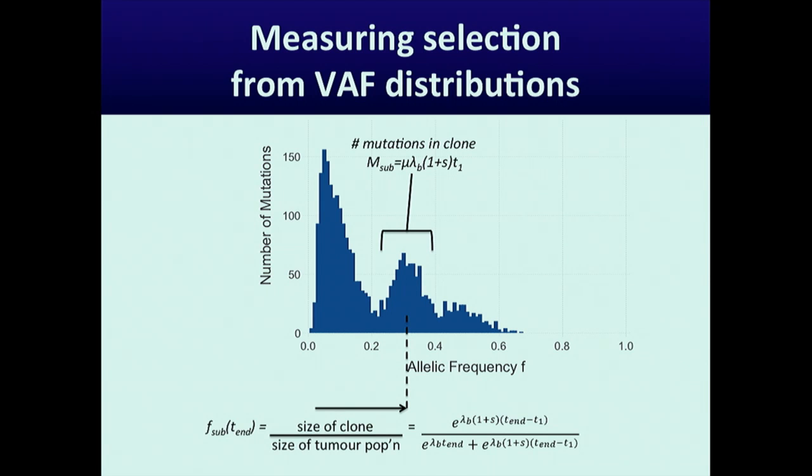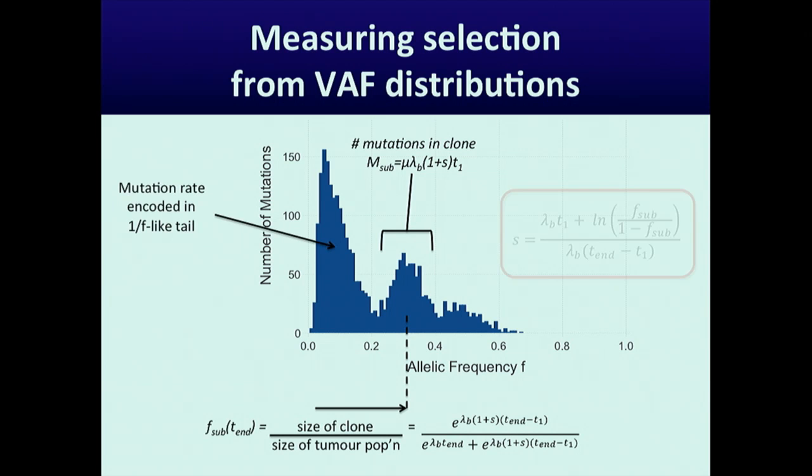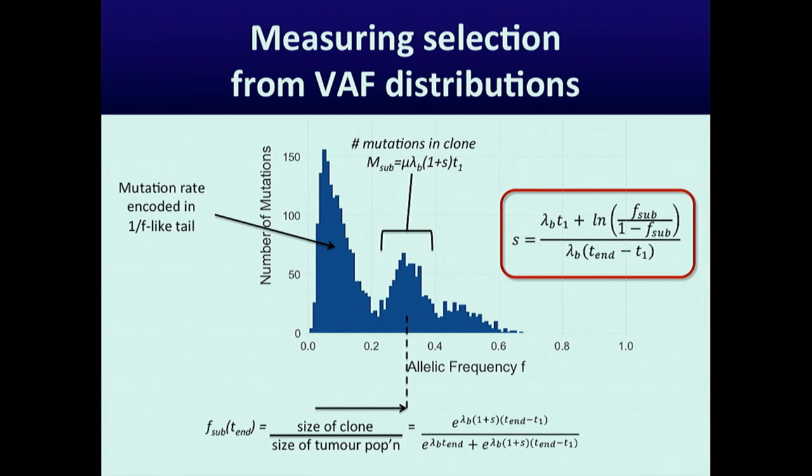And both of these parameters are dependent on the mutation rate, which I showed you before we can measure from this 1 over f tail. So when we have those 3 bits of information, we can do the algebra and we get an expression for the selective advantage of a subclone from these other measurable parameters, which are the clone's frequency and its age, which we measure from the mutation burden in the subclone. And so now we have a handle, a mathematical model to measure selection in human tumours.